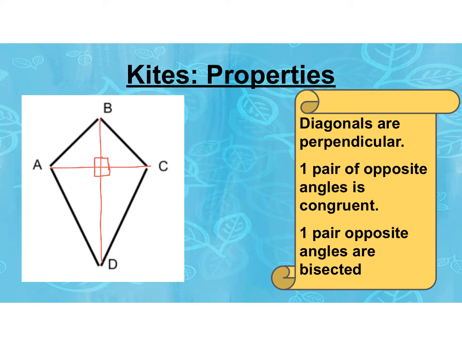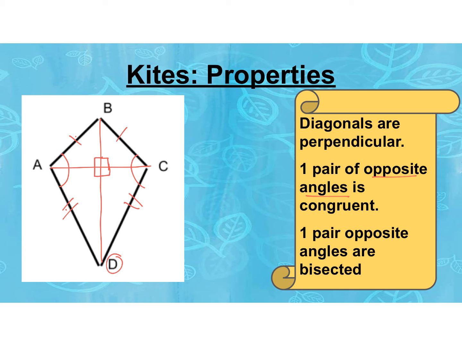Another thing that's true about kites is one pair of opposite angles is congruent. And in this case, it's angle A and C. So it's where the short side meets the long side. This full angle is going to be congruent to this angle. If you imagine angle D, this could be really stretched out and it won't be equal to angle B. So it's the ones where the 1 meets the 2.